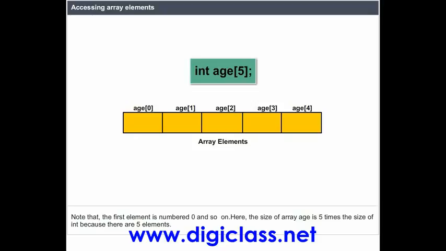Here the size of array age is 5 times the size of int because there are 5 elements. Suppose the starting array address of age[0] is 2120D and the size of int be 4 bytes. Then the next address of age[1] will be 2124D, address of age[2] will be 2128D, and so on.